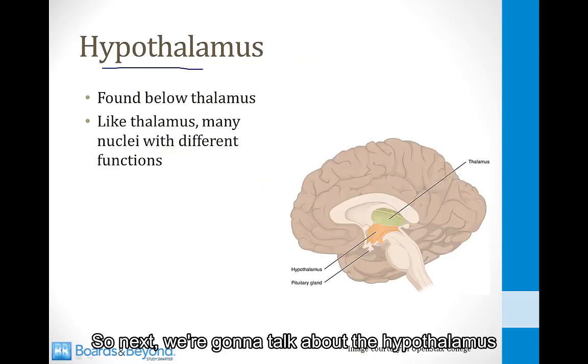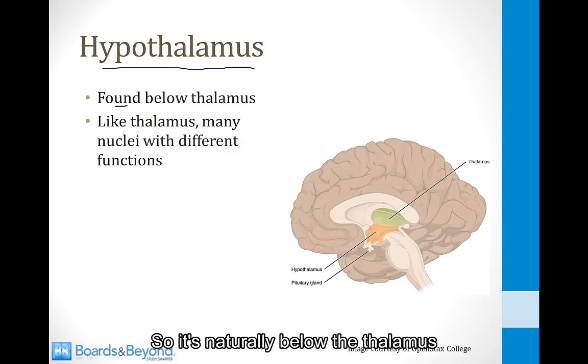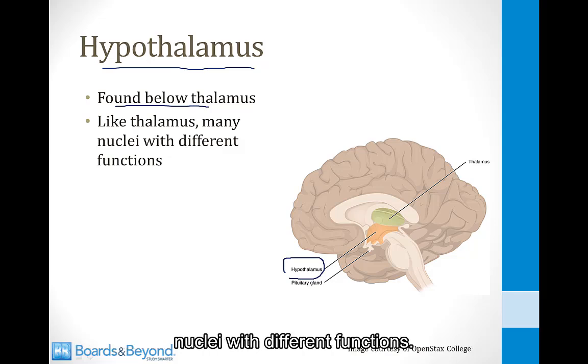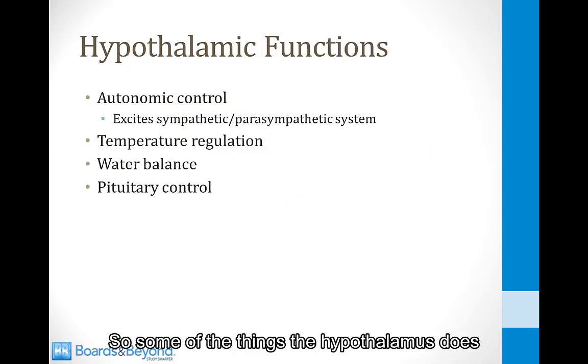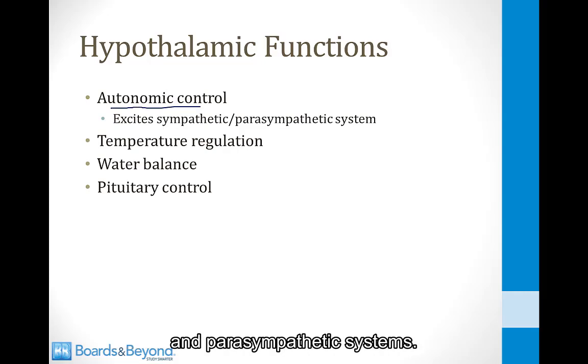So next we're going to talk about the hypothalamus, and since it's hypo, that means smaller or below, so it's naturally found below the thalamus, and there's a picture of it over here. And just like the thalamus, it has many different nuclei with different functions. So some of the things the hypothalamus does is autonomic control. It excites the sympathetic and parasympathetic systems.